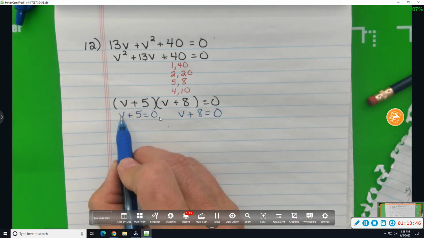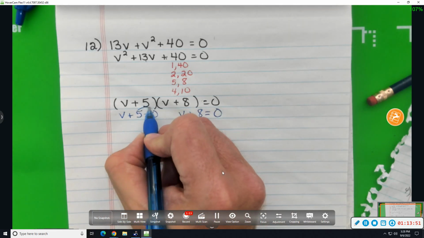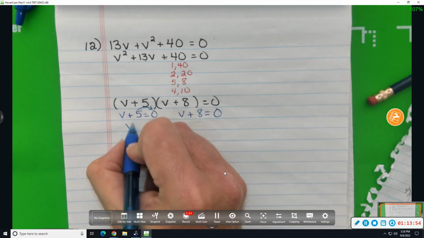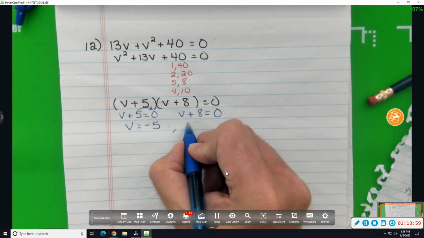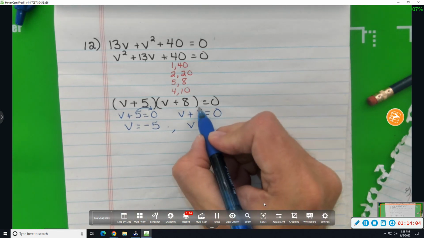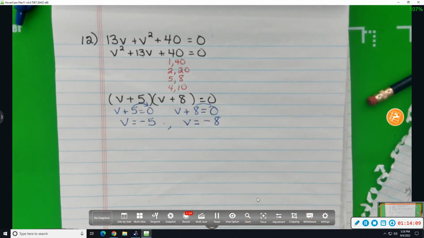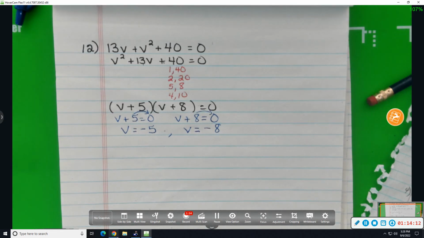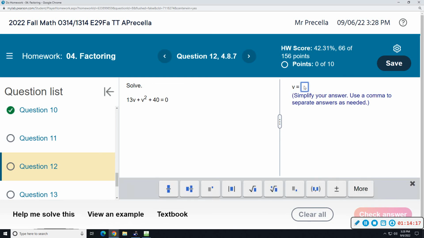No. The V by itself, subtract 5 from both sides, or, like I did, show the little arrow. I'm just moving the 5 over, changing the sign. And what about this one here? V equals -8. It doesn't matter which number you list first when you type them in. You're going to type in -5, comma, -8, or -8, comma, -5. Order doesn't matter. I think I'll put the -8 first. The -8, comma, -5.